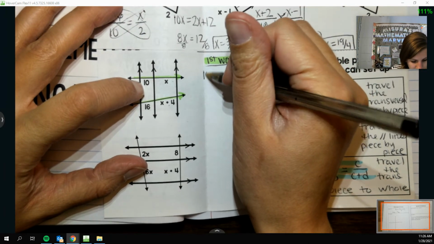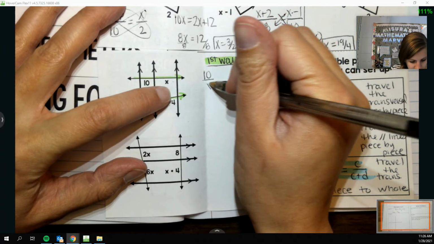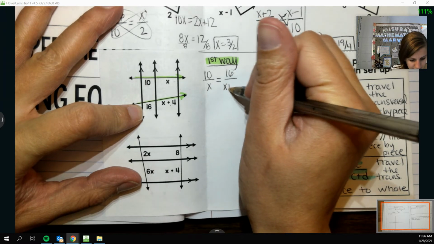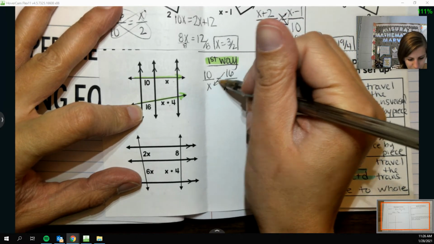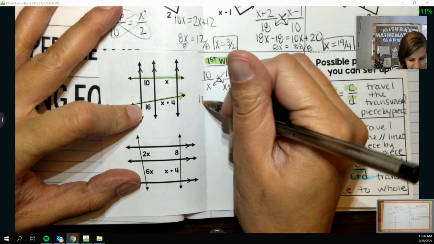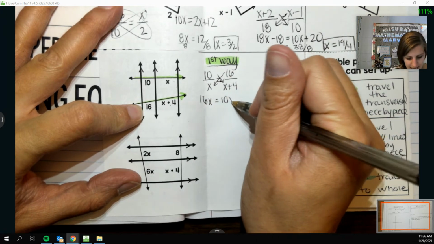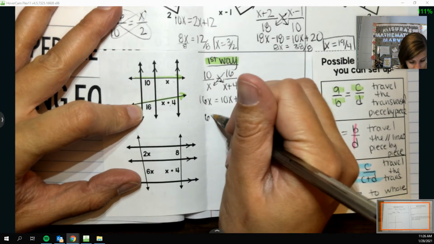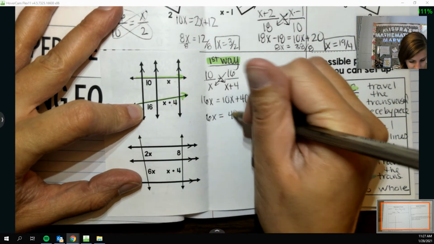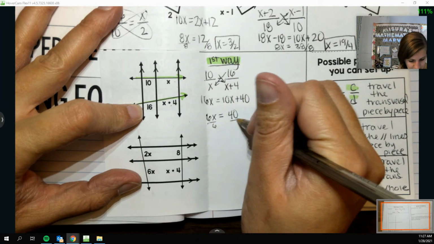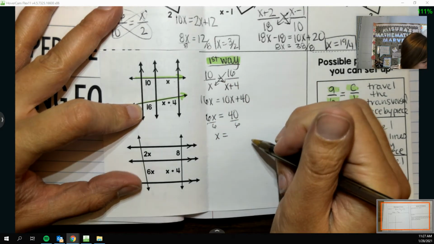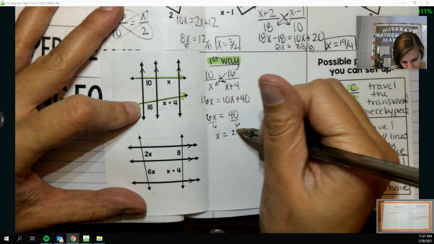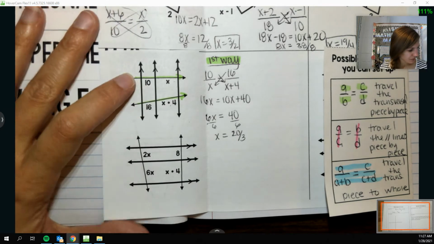So I could do 10 over x equals 16 over x plus 4. Cross multiply and solve. So we'd have 16x equals 10x plus 40. Subtract the 10. So 6x equals 40. Divide by 6. So x reduces to 20 over 3. Yeah, 20 over 3.